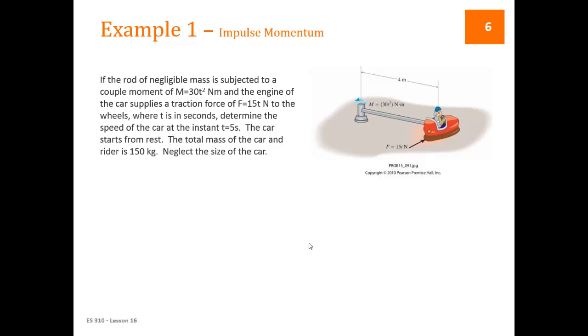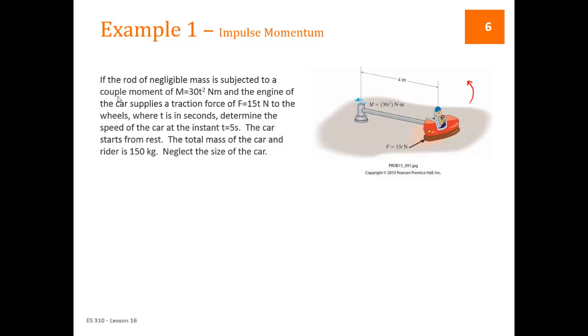So let's take a look at how this might work in an example. This is impulse momentum, but it's rotational because this little car is going to be moving in a circle. So let's see what we're given here. We're given that the car is on a rod and the rod has negligible mass, so we can still treat the car as a particle.